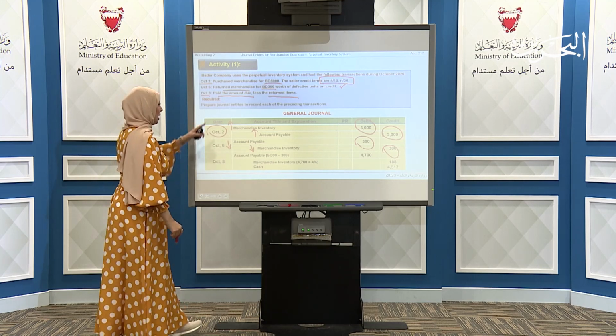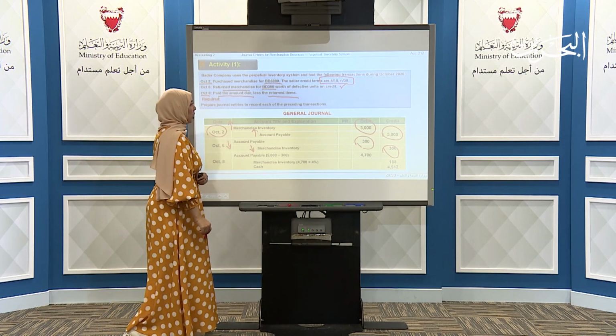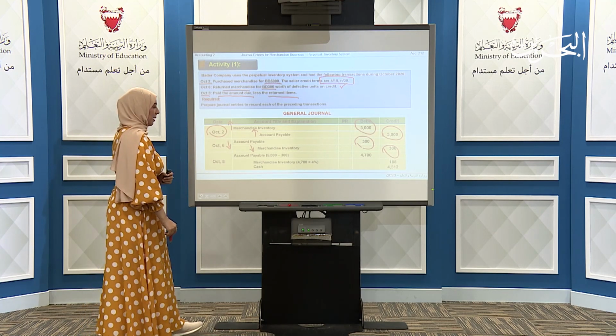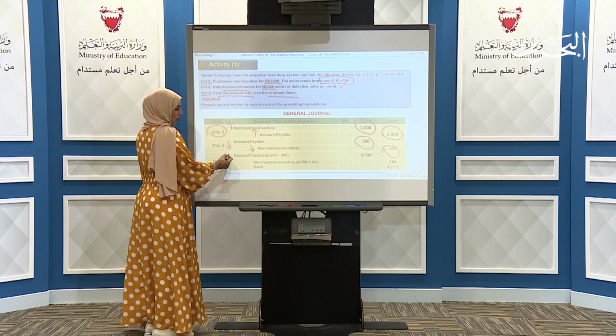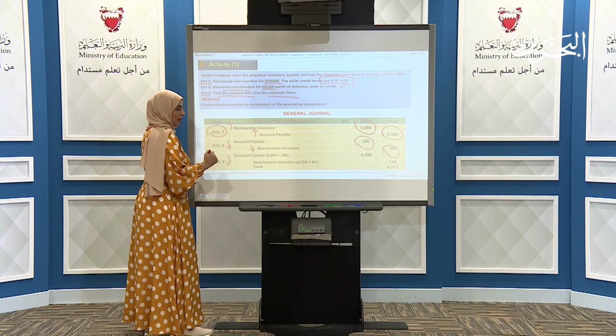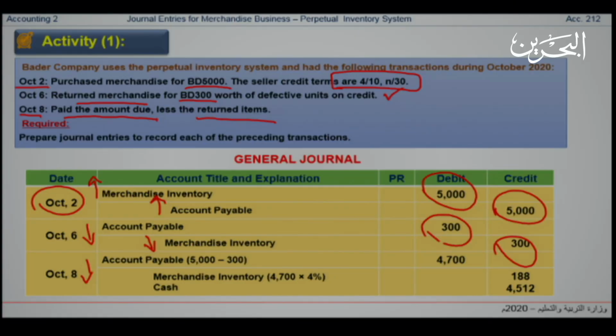Shifting to the last transaction, the paying of the amount due. If I want to pay the amount due, the accounts payable for my company will also decrease, and it will be 4,700. How can I get this amount? I should take the 5,000, the amount of purchase, minus the 300, the amount of return, and I will get the amount that I should pay.